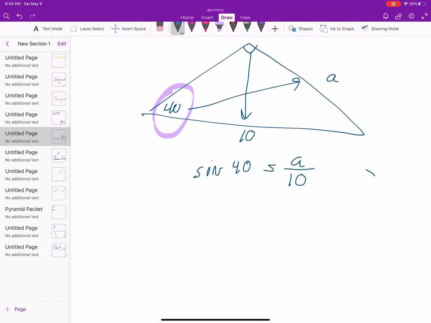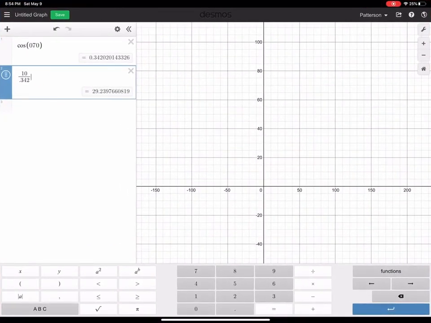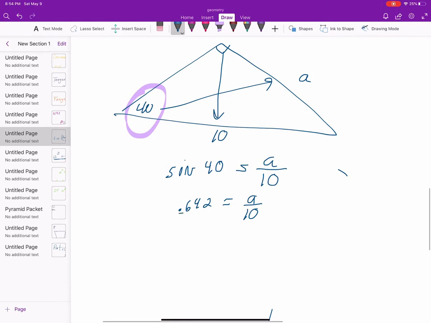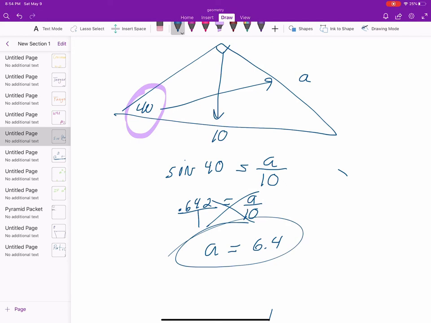Let's go find the sine of 40. 0.64. I didn't see the other number. I think it was a 2. Cross multiply. This one's a little easier to multiply because I just take 10 times that. Okay, and there's my A value.